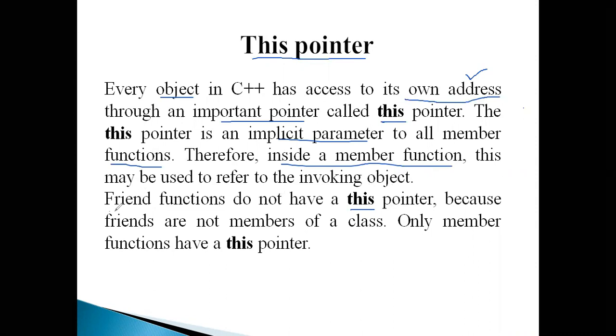And friend functions do not have the this pointer. Why? Because friend functions are not members of a class. The friend functions are members of other classes also, not only that particular class. So the this pointer is not applicable to them. Only member functions have a this pointer. This is about the this pointer.